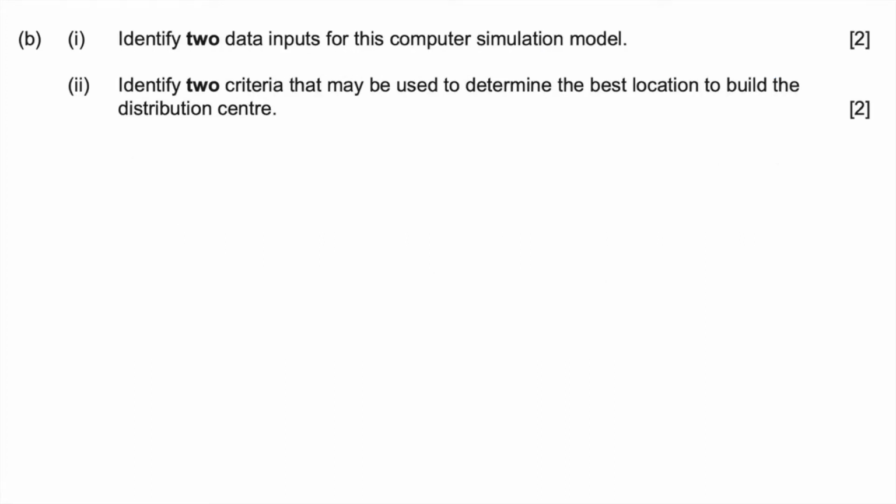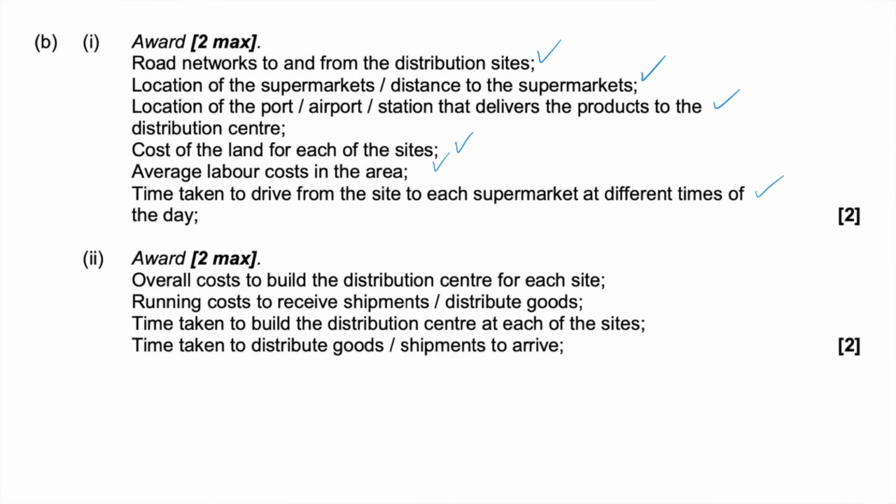Now, the next part of this question is: identify 2 criteria that may be used to determine the best location to build a distribution center. And in the mark scheme, you have overall cost to build a distribution center at that site, running costs to receive shipments and/or distribute goods, time taken to build a distribution center, and time taken to distribute goods or shipments when they arrive.